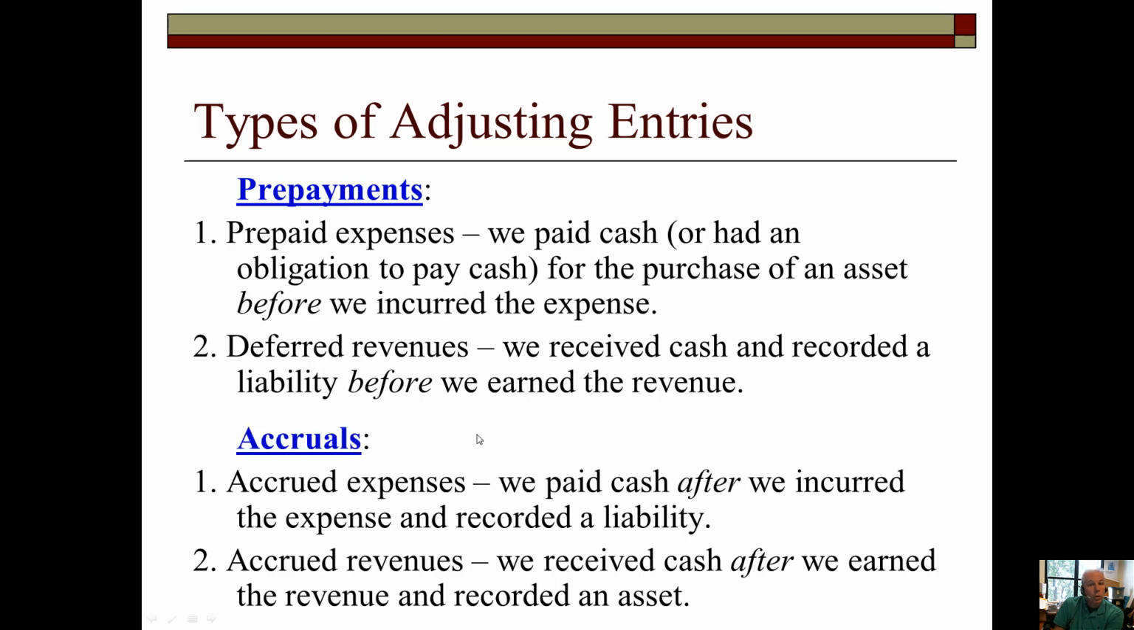The other bucket is called accruals. We also have two flavors there. We have accrued expenses. This is where we pay cash after we incurred the expense and recorded a liability. And then we have accrued revenues, where we receive the cash after we earned the revenue and recorded an asset. And remember, if we've earned it before we received it, then that means we have some type of asset, generally cash or cash's best friend, which is accounts receivable. Do you remember that?